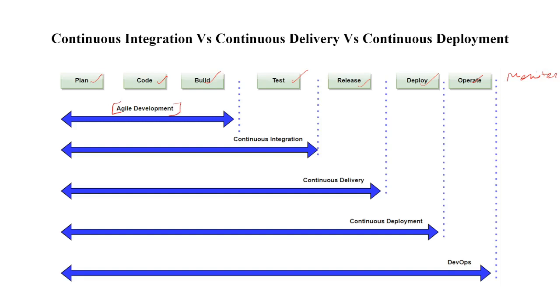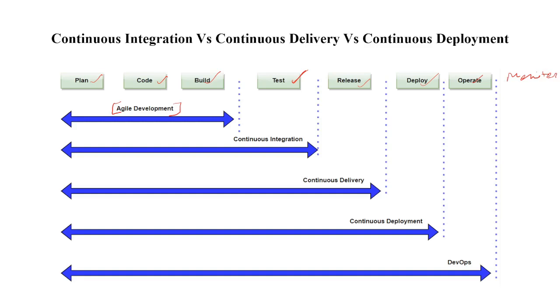Next step, if we move on, is to test. If we include testing along with the build, that is what we call continuous integration. In continuous integration, we plan something, we code, and immediately it gets built and tested. These things are usually done using automation tools, and they are done automatically. That is what we call continuous integration.